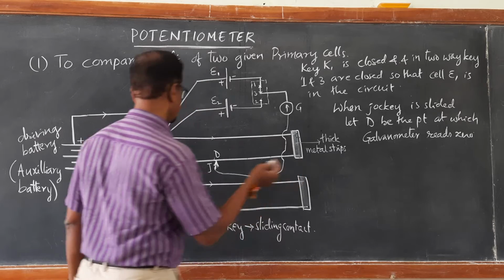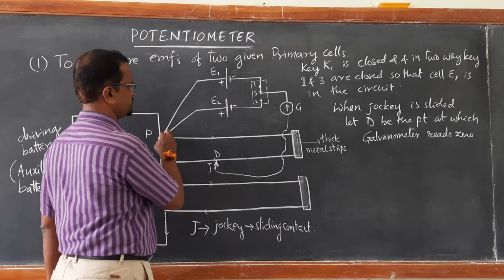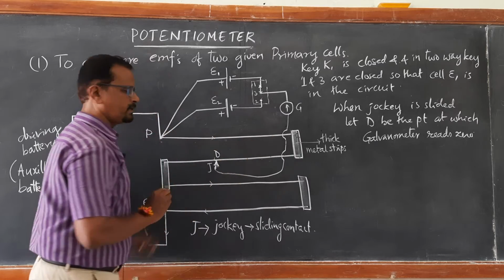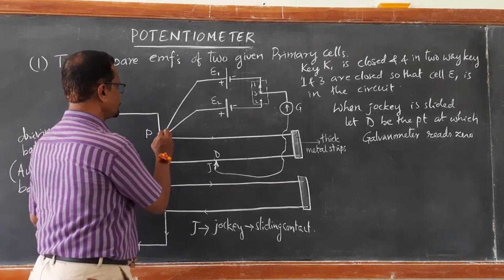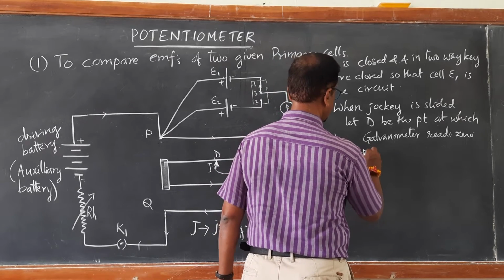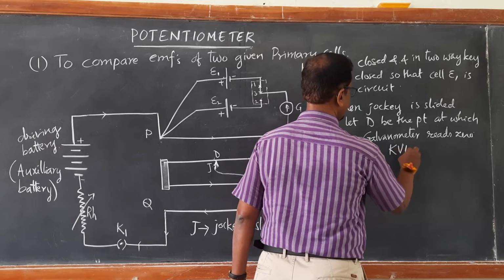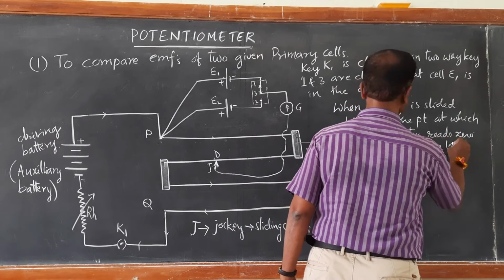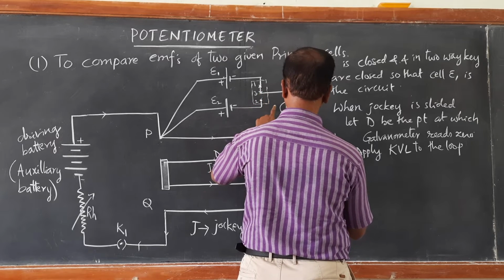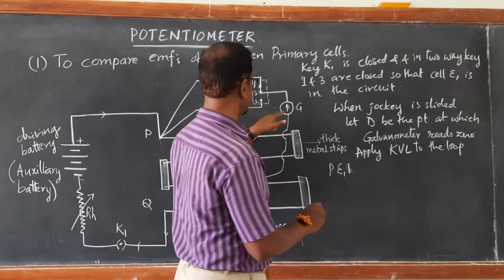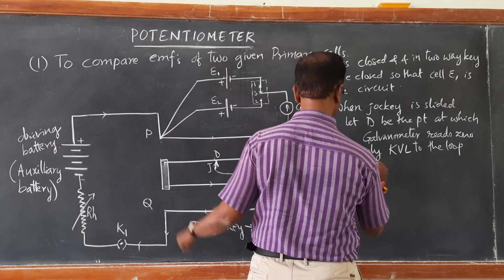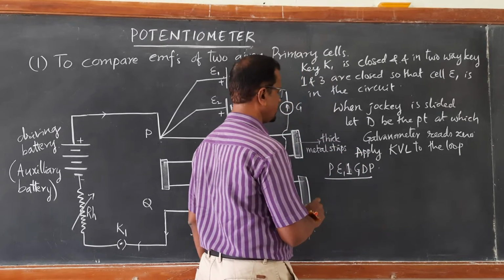Then what happens? If you apply Kirchhoff's voltage law to this closed loop P, E1, 3, G, D, back to P, applying KVL to the loop P, E1, 1, 3, G, D, back to P. So this is a closed circuit. When you apply it to this loop, then what do you find out?